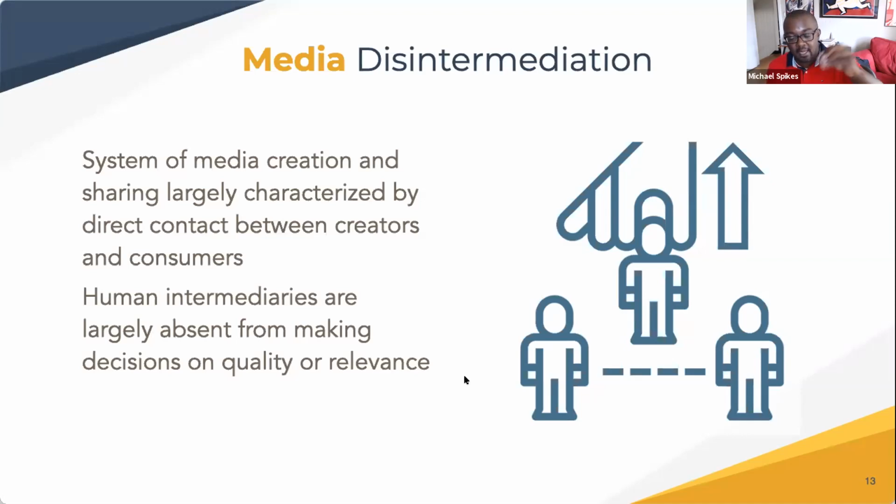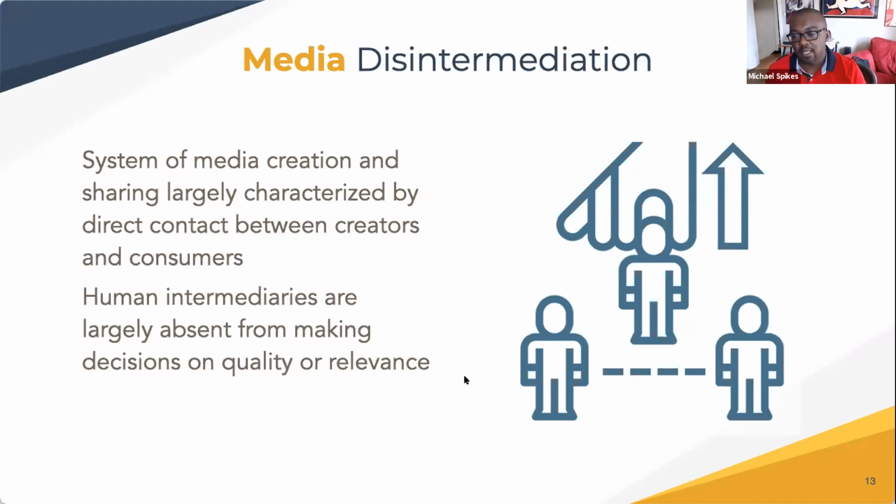Now this can create some good things, because we might hear and get media from people who may not have traditionally had access to these outlets of information or outlets for distributing information. But at the same time, it also opens up the floodgates to those that might have different purposes.